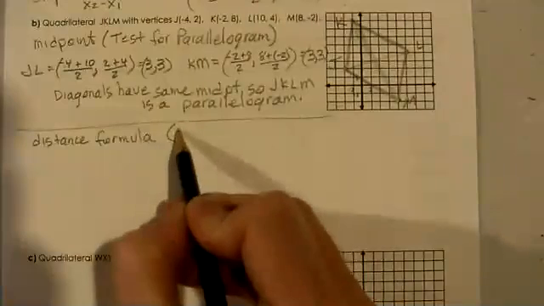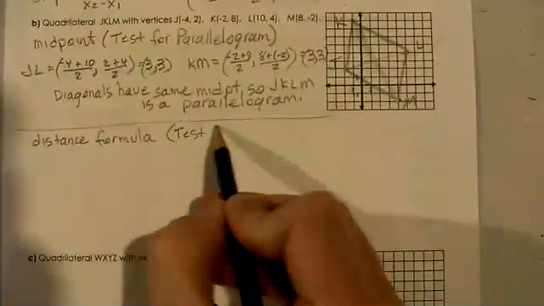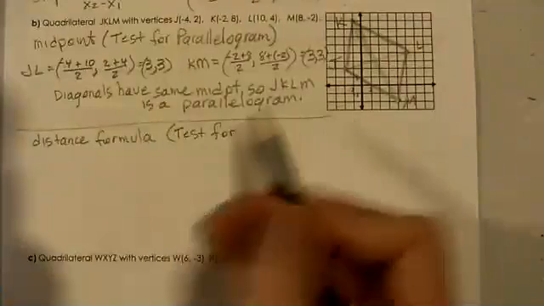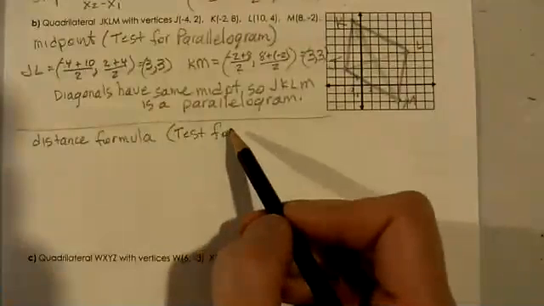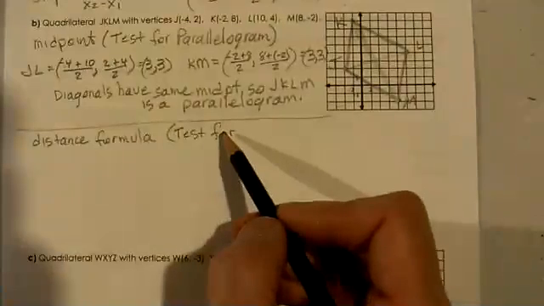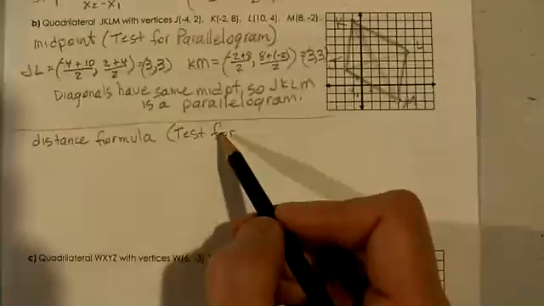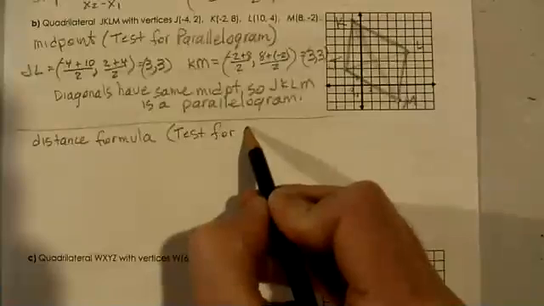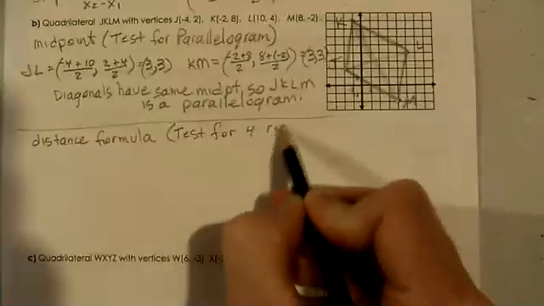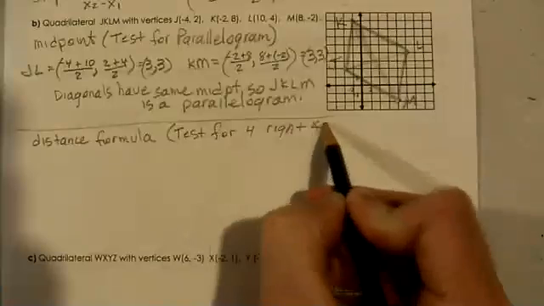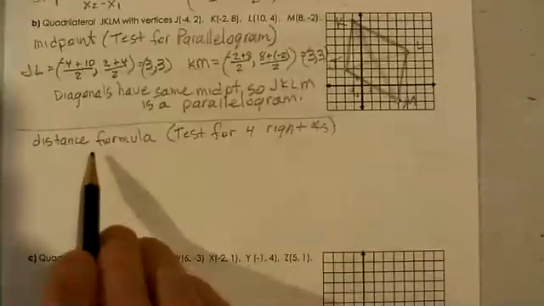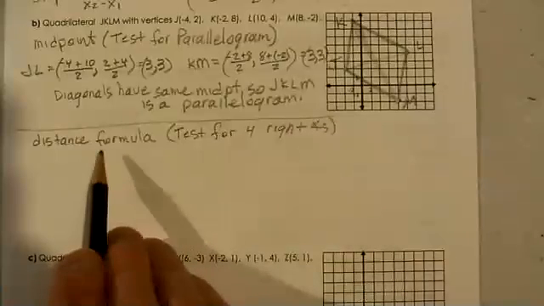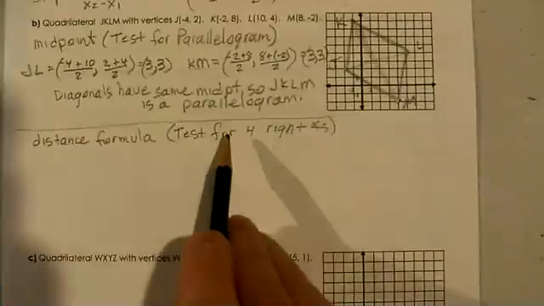And this is going to test for, it's testing for congruent diagonals, but this is going to test if the shape has right angles. Test for right angles. Okay, that's what congruent diagonals would give you, a rectangle.